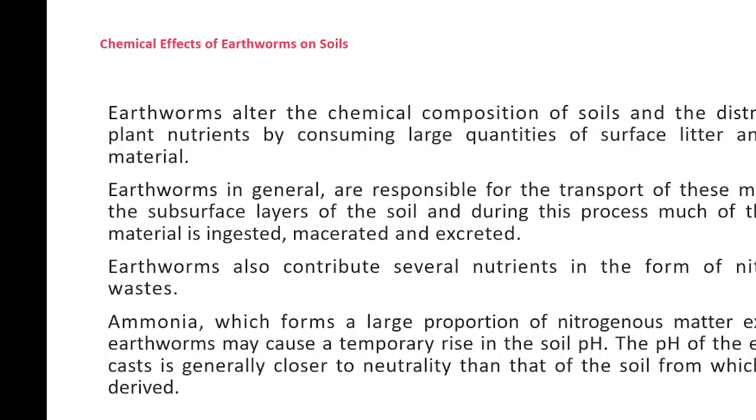Ammonia, which forms a large portion of the nitrogenous matter excreted by earthworm, causes a temporary rise in soil pH. Because when earthworm is releasing its excretory matter, it will contain ammonia, and ammonia is slightly alkaline. That will be causing an increase of the soil pH, or it can make the soil more alkaline.